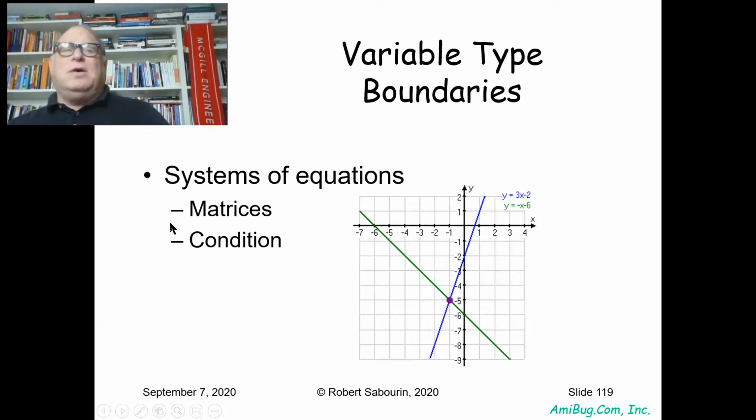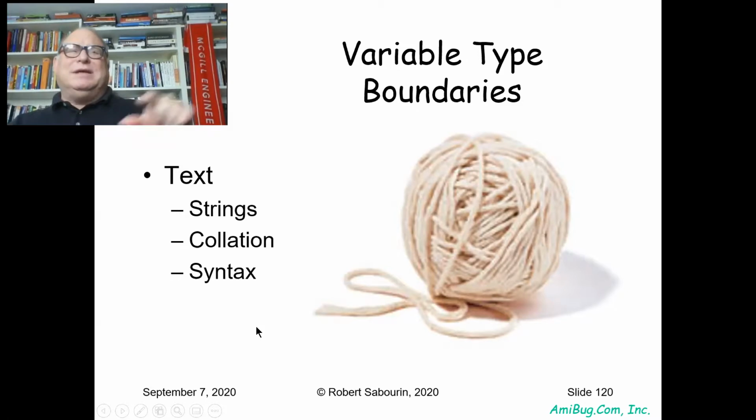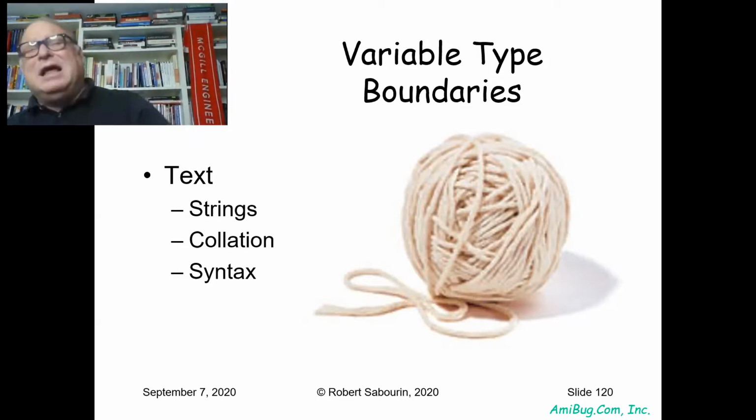So boundaries can show up in systems of equations where they intersect. They can occur in text strings. This is not the type of string I'm talking about; I'm talking about text strings. Strings can be a certain length, and we can look at the boundaries in terms of length of strings. We can look at boundaries in terms of correlation of strings. What's the first one alphabetically? What's the last one alphabetically? What algorithm do we apply?